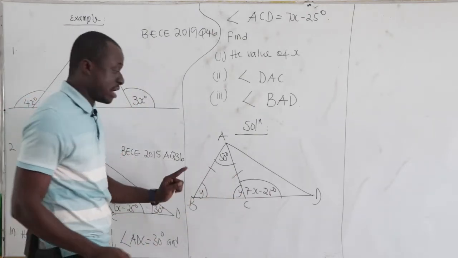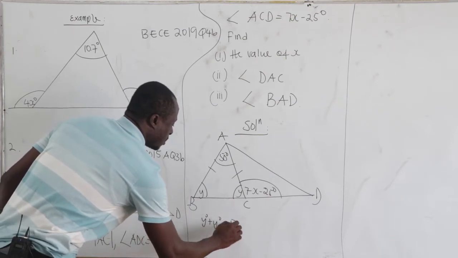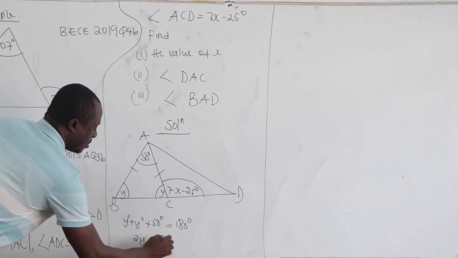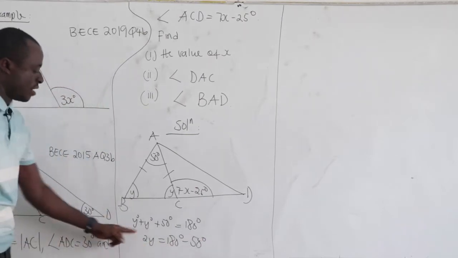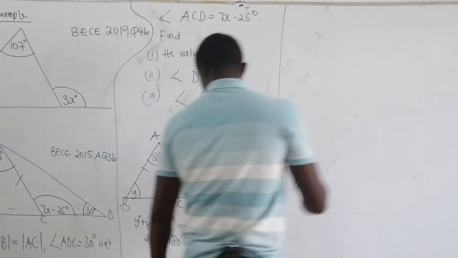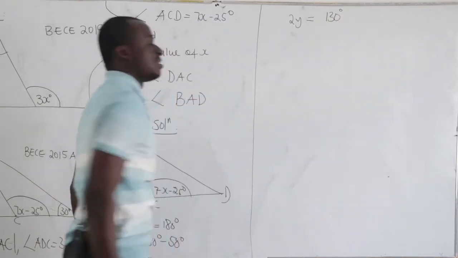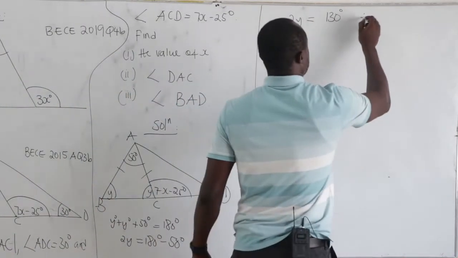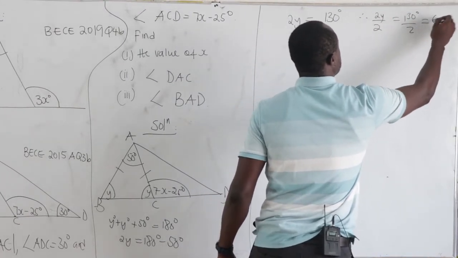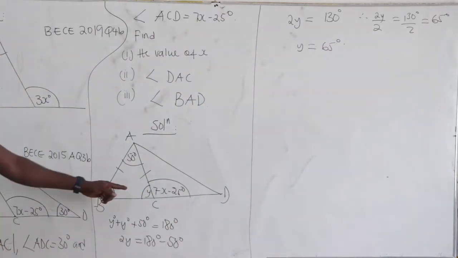Now, the sum of angles in a triangle equals 180. So I can say that y plus y degrees plus 50 degrees equals 180. Now 2y equals 180 minus 50 degrees. Y plus y, that's 2y. And then this will go here, so 180 minus 50. Now what do you have? So we have our 2y equals 130 degrees. Therefore, 2y over 2 equals 130 all over 2. And this is giving us 65 degrees. So our y is 65 degrees. That's the value of y.